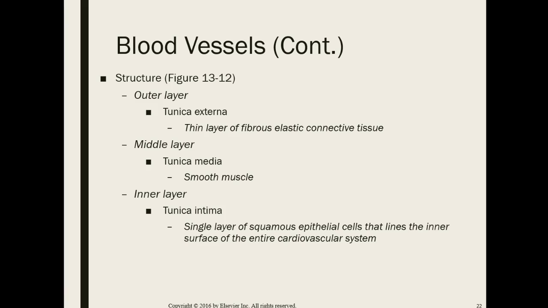The middle layer is the tunica media, and this is made up of smooth muscle, and you're going to see that it's thicker in arteries than it is in veins. And then the inner layer is the tunica intima, which is a single layer of squamous epithelial cells, lines the entire inner surface of the cardiovascular system. So the thing that you'll see here that's different is the tunica intima in the veins are going to contain valves to prevent the backflow of blood.